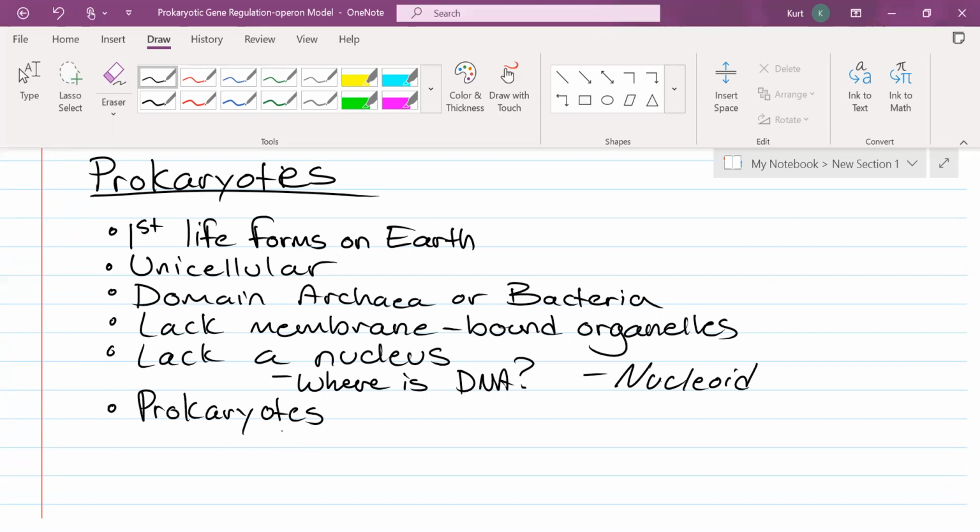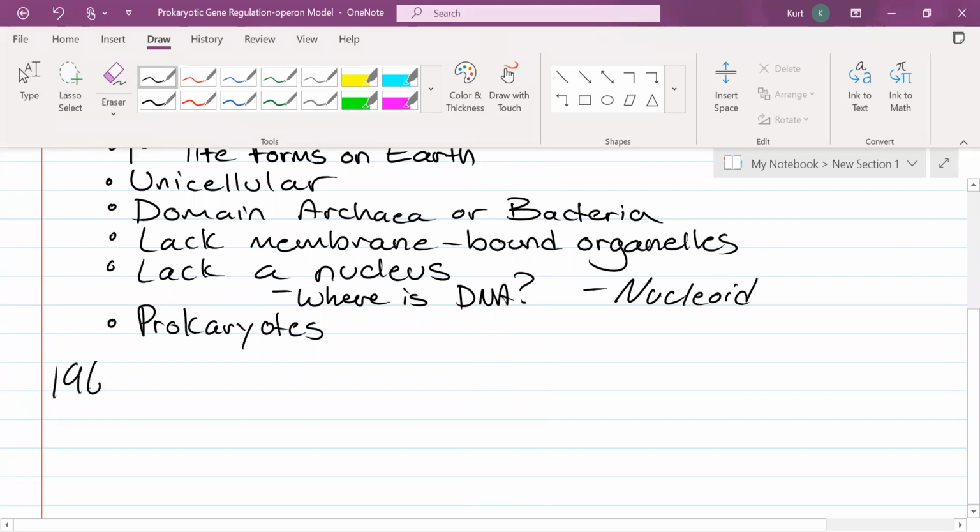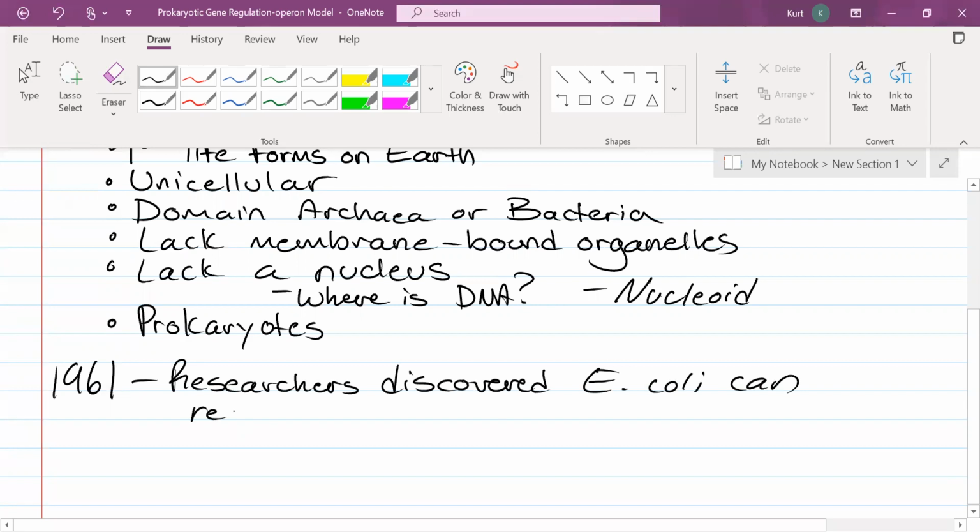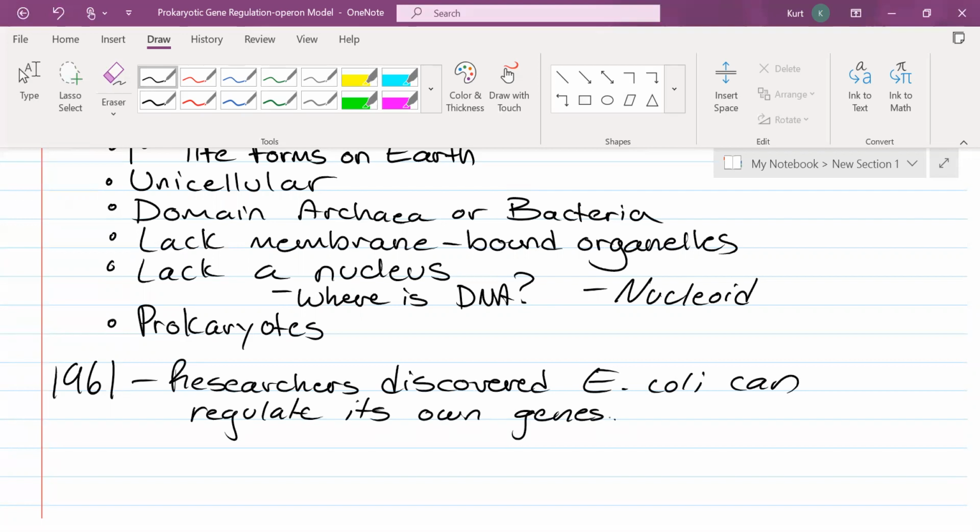For example, in 1961, researchers discovered the bacteria called E. coli, Escherichia coli. It's in your intestines, and it can regulate its own genes. Freddie, I want you to tell your pituitary gland to secrete growth hormone so you can get taller and more muscular right now. You can't do that. Why not? Because you cannot control the genes that control your pituitary. Bacteria can. Now, bacteria don't have a pituitary, but they can control their genes.